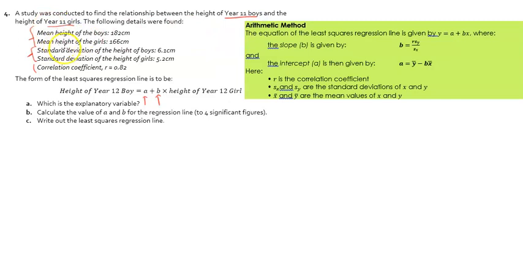The mean height of the boys was 182 centimeters. So mean is just the most common way of getting the average, adding them all up and dividing by however many there are. In this case, we don't know that information. All we do know is that the answer ended up being 182. The mean height of the girls is 166. The standard deviation of the height of boys is 6.1 centimeters. What is standard deviation? Standard deviation, all that means is the average of the spacing out of each data point.